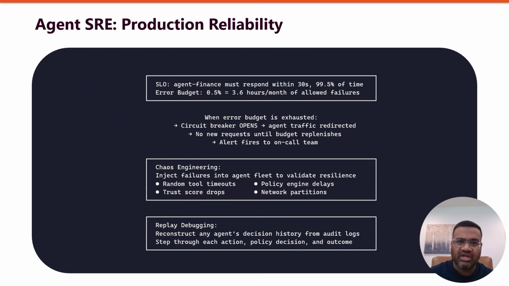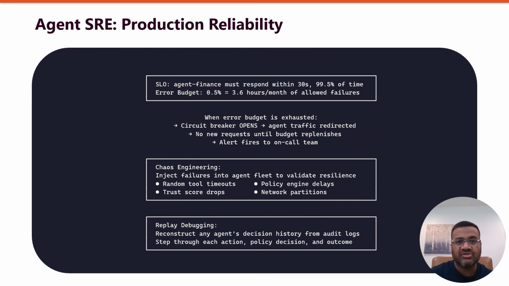If you're running agents in production, you need SRE, Site Reliability Engineering for AI agents. AGT includes a full SRE stack. At the top, SLOs, service level objectives for agents. You define that your finance agent must respond within 30 seconds, 99% of the time. That gives you an error budget of 0.5%, which is about 3.6 hours per month of allowed failures.